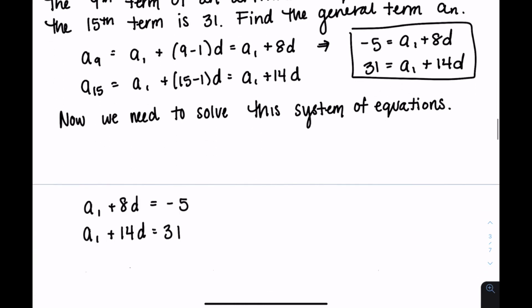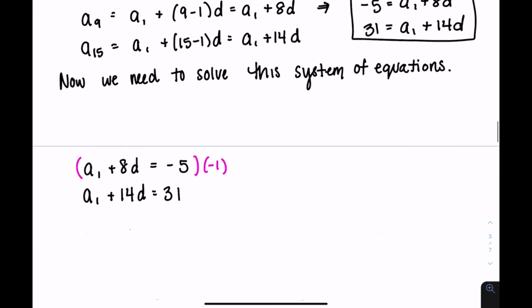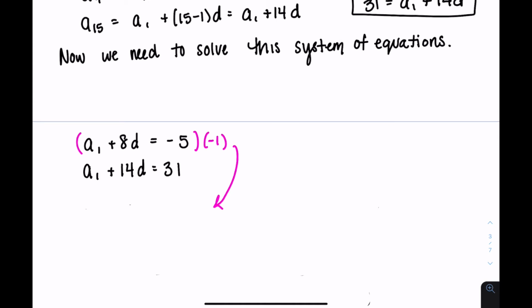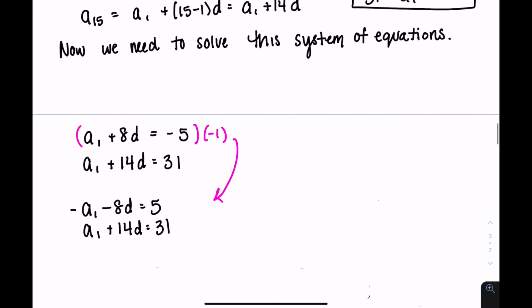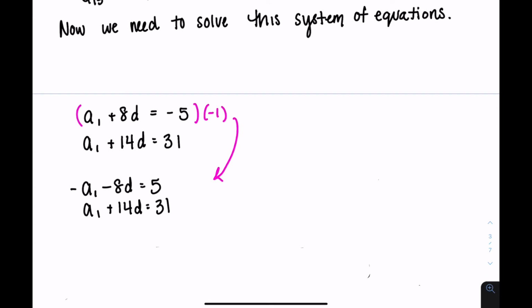So I'm going to go ahead and work with this system, solve it by elimination or substitution. It's going to be much easier to just eliminate that a1 variable, so I'm going to multiply the top by negative 1. And that's going to give us negative a1 minus 8d is positive 5. The second equation stays the same. When we add these together, the a1s cancel, and we get 6d is 36.